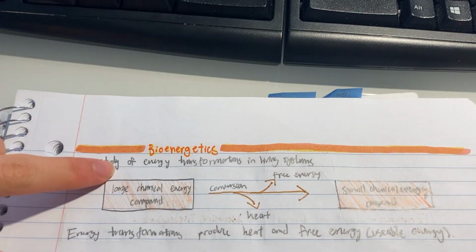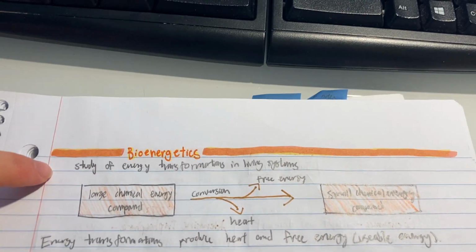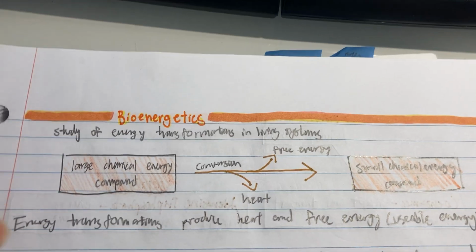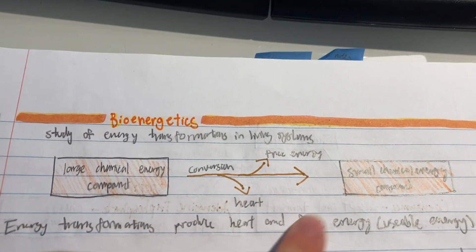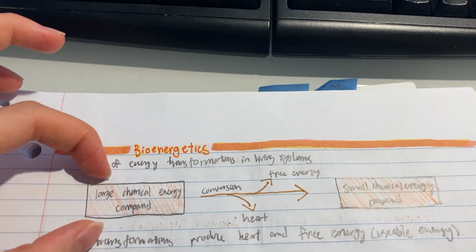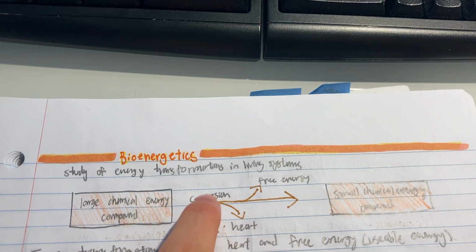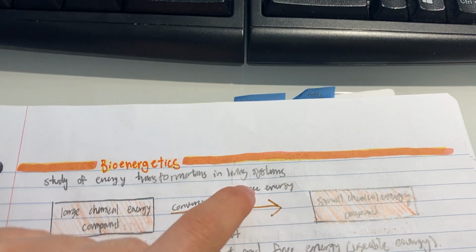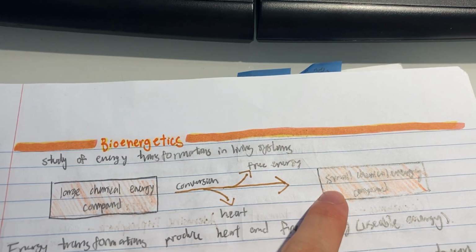So today we're talking about bioenergetics. Bioenergetics is the study of energy transformations in living things. And this is generally how energy transformations work. You have a large chemical energy compound, and then through the process of conversion, you release heat and free energy, and you get a smaller chemical energy compound.